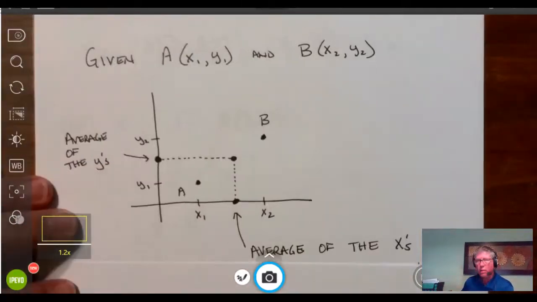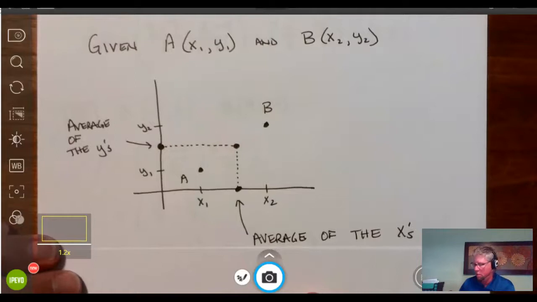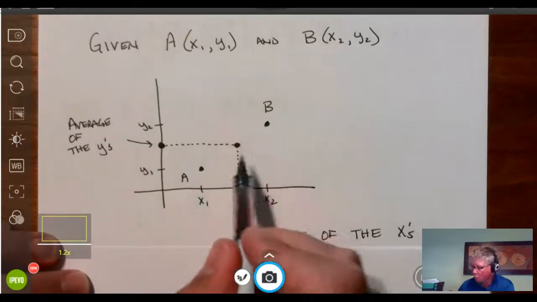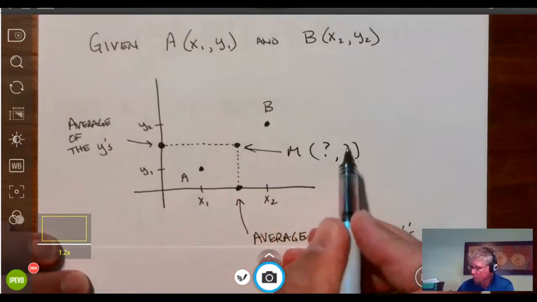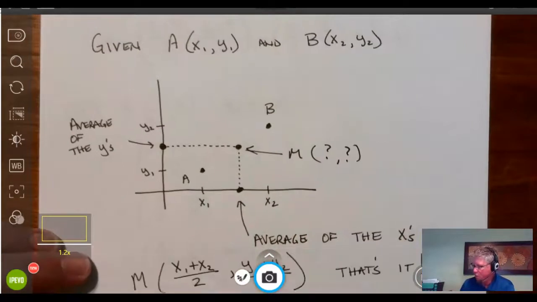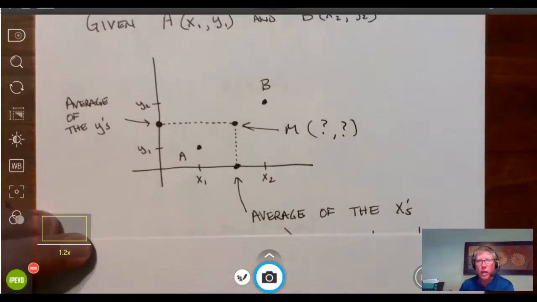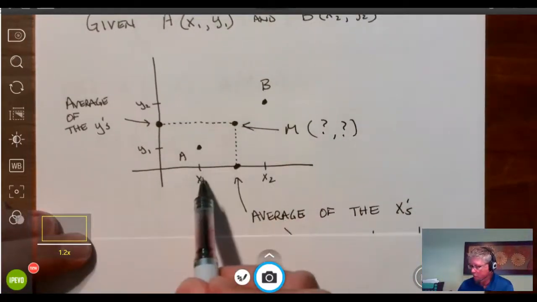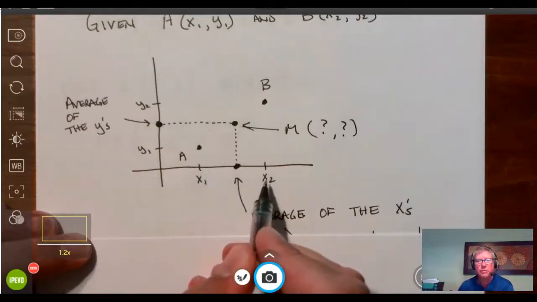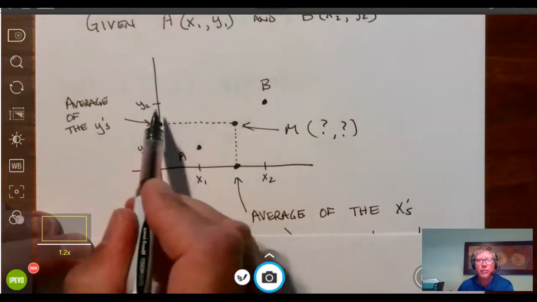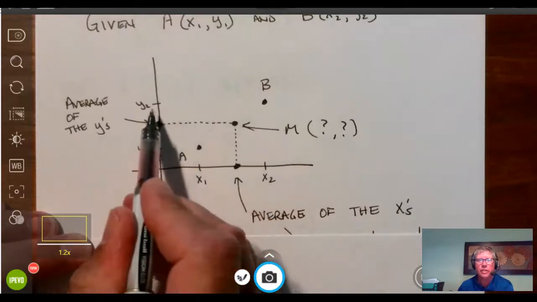Well, so I'm going to give you coordinates. I'm not going to give you X, Y. I'm going to give you actual numbers. And the idea is, how do you use those numbers to find the coordinates of this point? Okay, well, it's pretty simple. The X coordinate is going to come from the average of this and this, and the Y coordinate is going to come from the average of this and this.